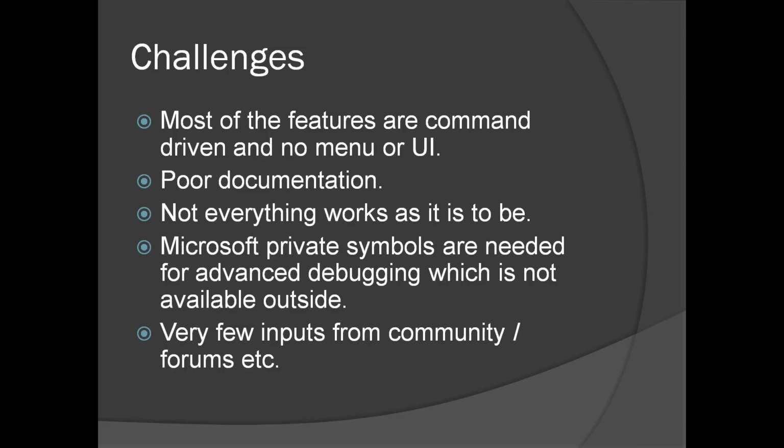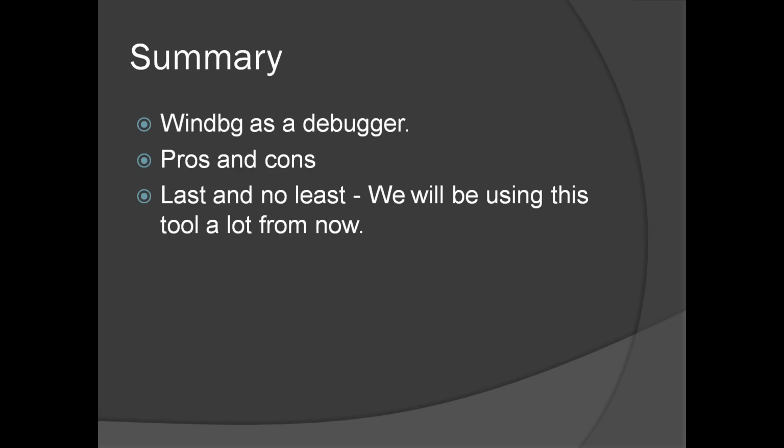Lack of private symbols is another major issue if you are debugging outside Microsoft. Due to the above mentioned reasons, very few people use this tool. For that reason, there is very little input from the community. For example, if you look for something in Java or C#, you'll get a lot of responses from Stack Overflow, forum.msdn, etc. If you have some problem in kernel debugging, your driver and some of your extension commands are not working, probably if you're lucky you will get some reply from OSR online or something like that. But very limited community.